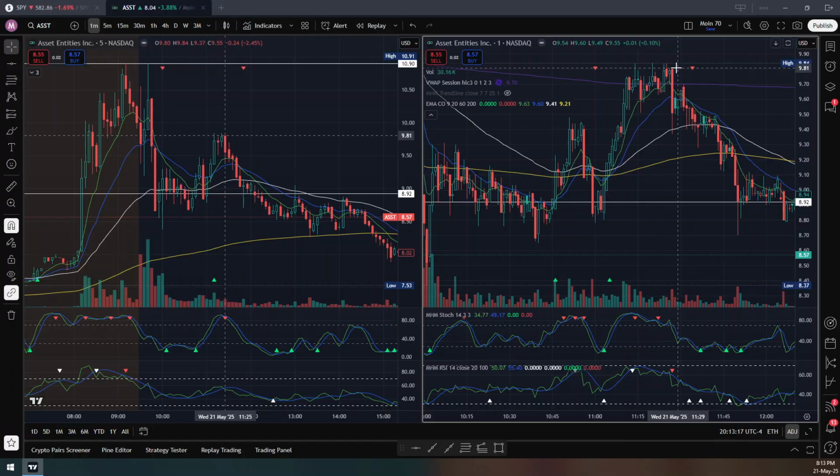From here, if you entered right when it reclaimed the 200, right around here, this is a very nice place to take this trade, or something around here. You reclaimed your 200 EMA, $10 mark, VWAP, easy 50-cent trade.